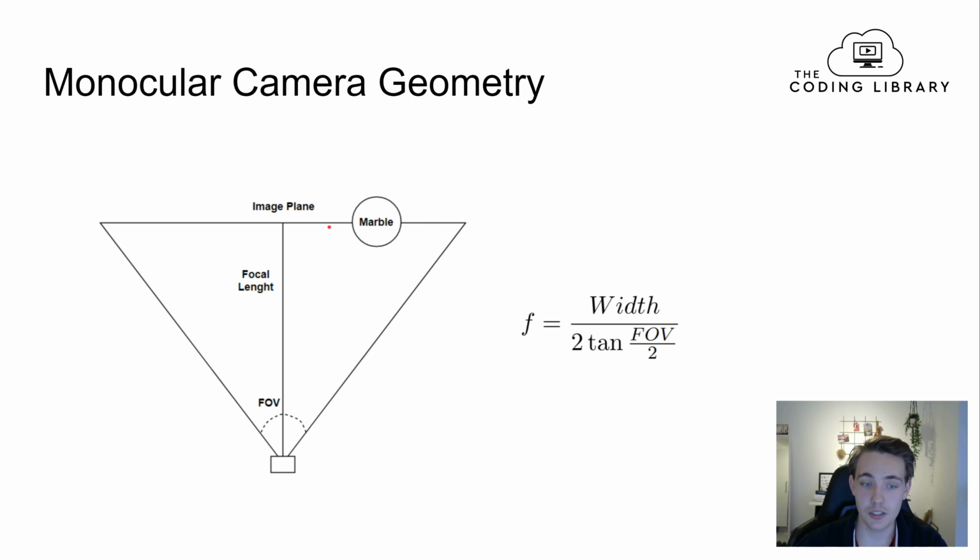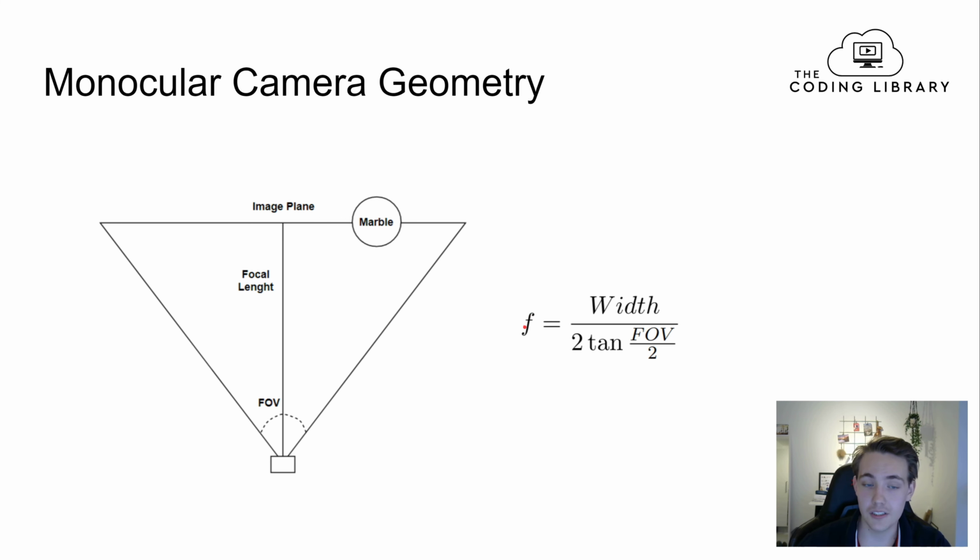So in this example, we have a triangle where the focal length is the height of the triangle. This will be a right triangle. We also have the image plane here, which is the width of the image plane. Then we can set up an equation for calculating the focal length, because we're going to use the focal length to estimate the distance towards the model that we've detected.